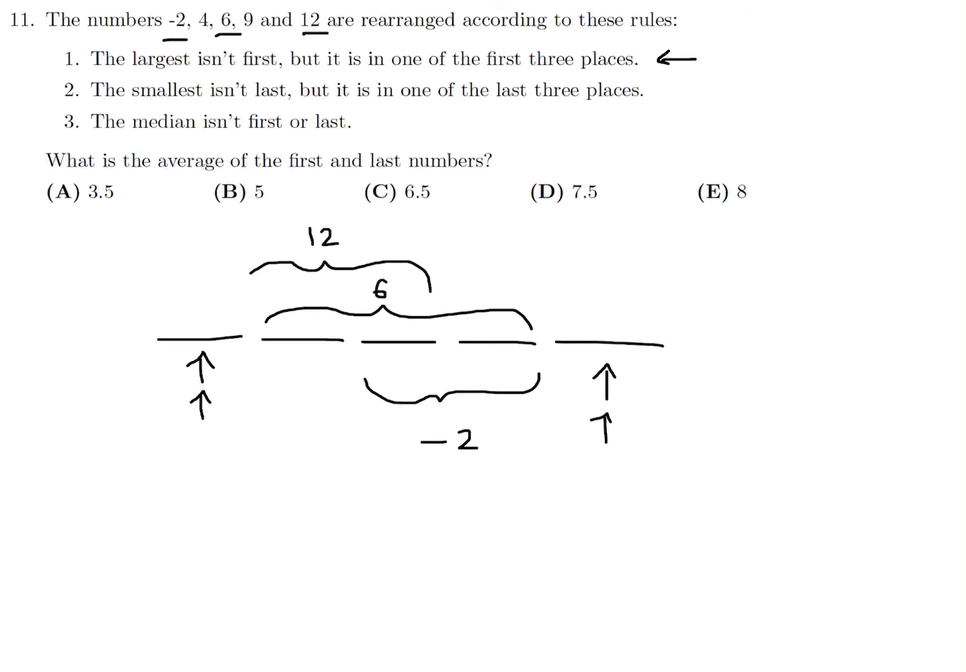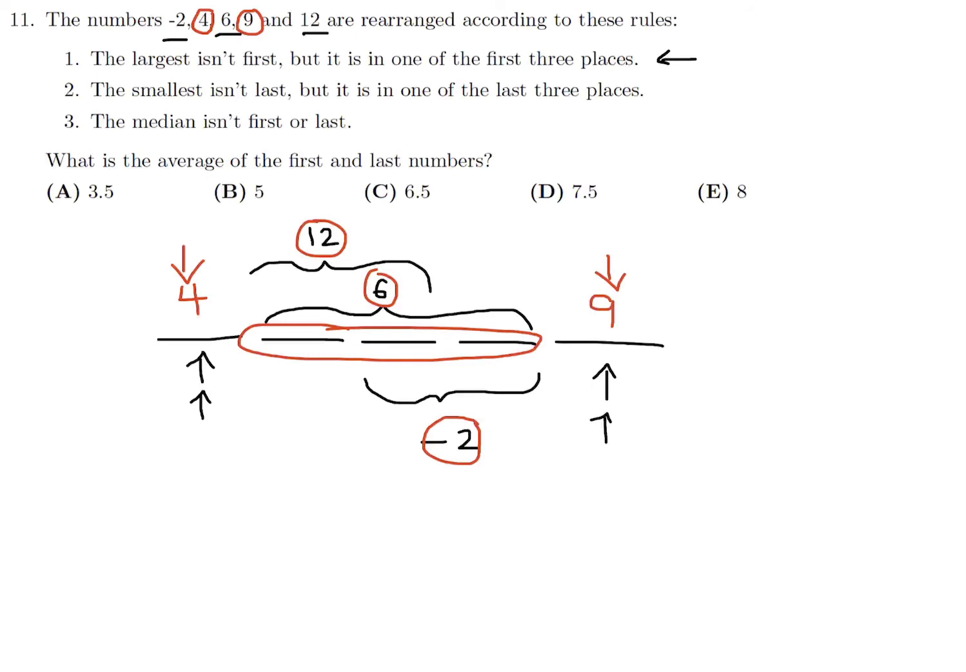So regardless of order, we know that these 3 middle numbers are 12, 6, and -2. Which order, it doesn't really matter. So the first one and the last one are the other 2 in the list, and the other 2 are 4 and 9. 4 is either here and 9 is here, or the other way around. But the order doesn't matter because we just want to find the average of the first and last. The average is 4 plus 9 divided by 2, and that'd be 13 over 2, which is 6.5. So number 11, the answer is C.